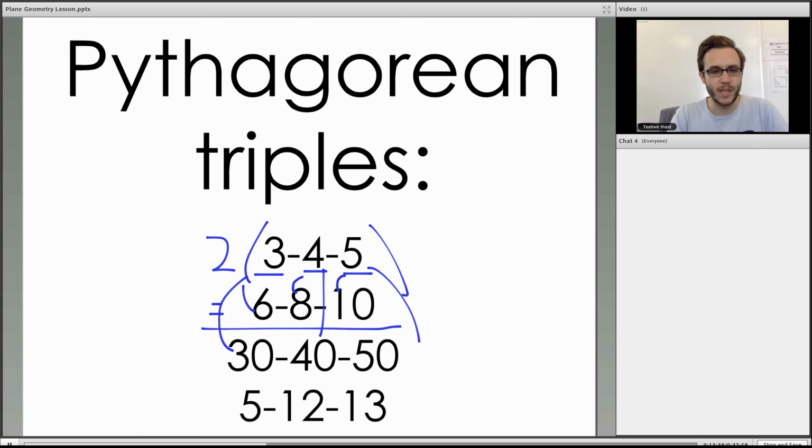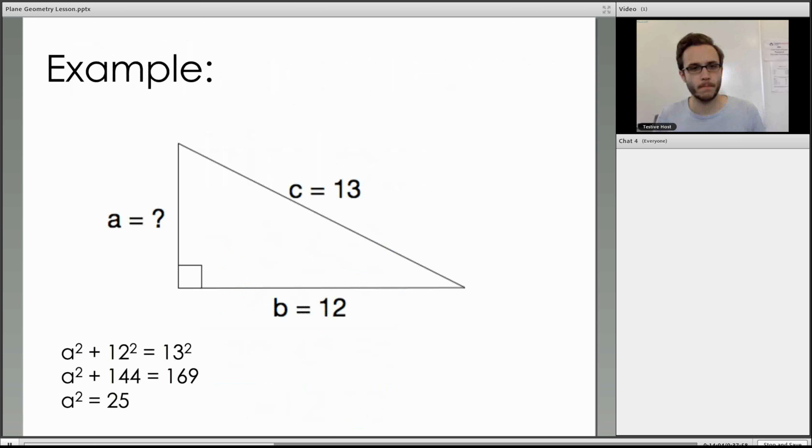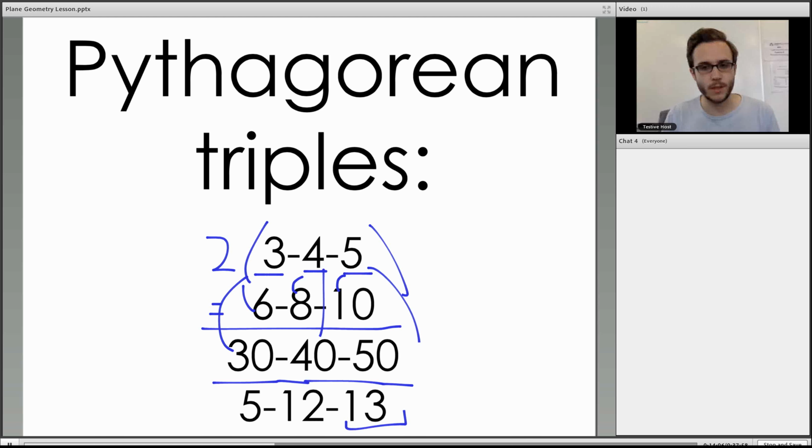And this last one, 5, 12, 13, is not proportional to the other ones, but it still works out. 5 times 5 is 25, 12 times 12 is 144, 144 plus 25 is 169. The square root of 169 is 13. Which incidentally shows why it's not a plus b equals c, because these three sides don't just have a fixed proportion to one another.